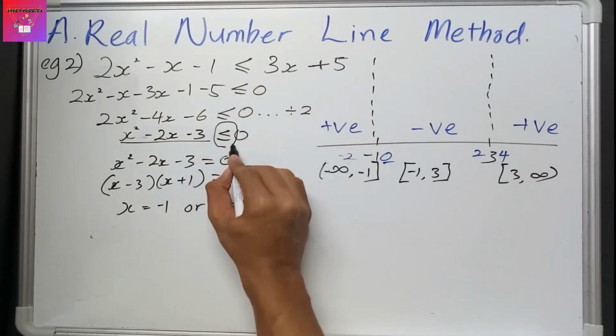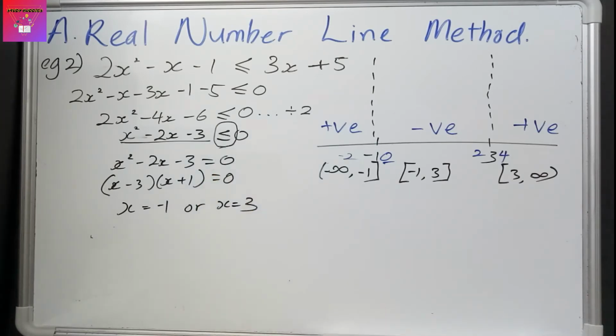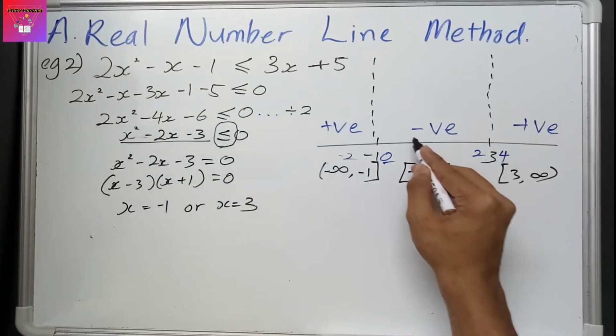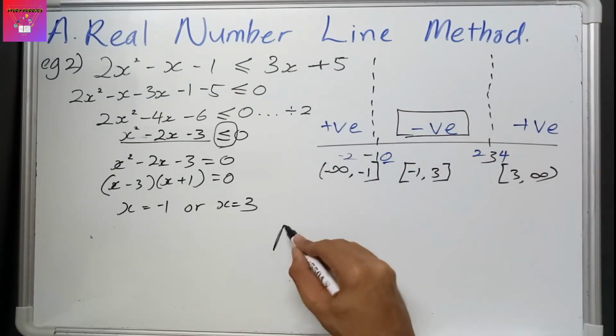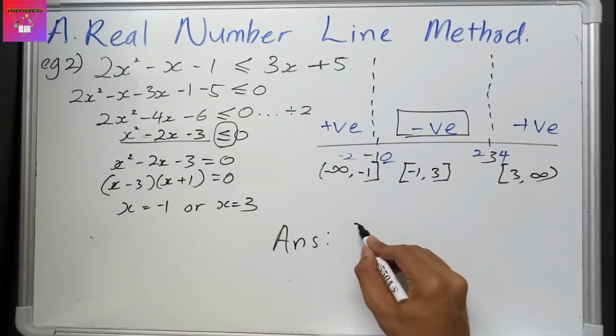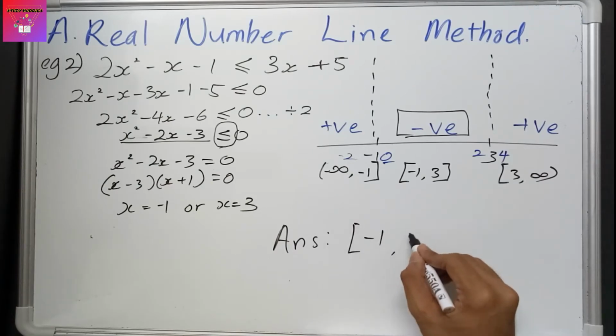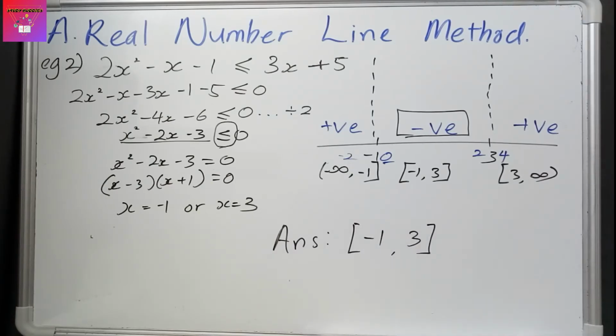So once we see here, it's a lesser than or equal to graph. So when it is lesser than, automatically we are going to choose the negative range. Therefore, the answer for this question is -1, 2, 3 closed intervals. So why is it closed? Again, because of the equal symbol.